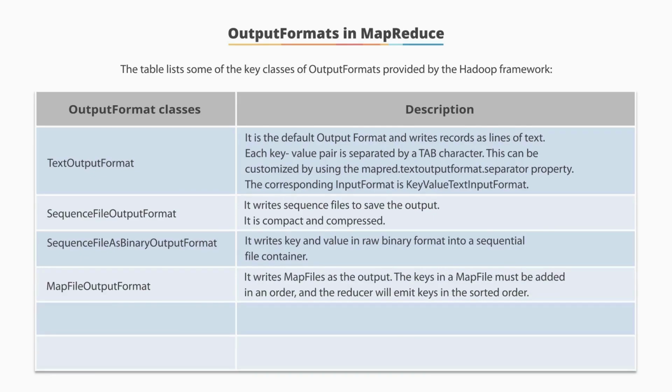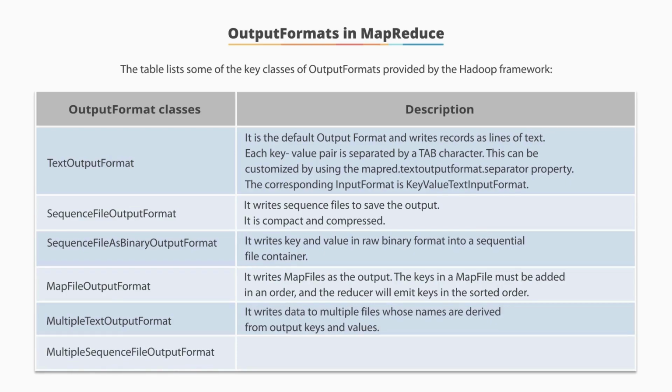The keys in a map file are added in a specific order. The reducer then emits keys in that sorted order. Multiple text output format writes data to multiple files whose names are derived from the output keys and values. Multiple sequence file output format creates output in multiple files in a compressed form.